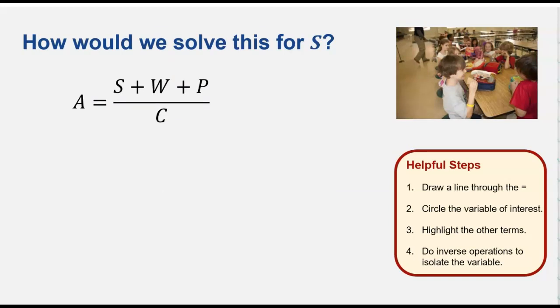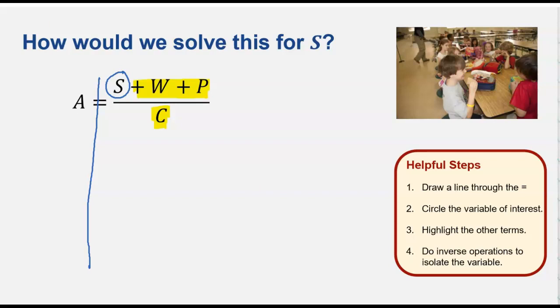So now we want to know, how would we solve this for S? This is a literal equation. It has several variables in it. We can draw our line, circle our variable of interest. We can highlight the other terms on the same side. And now we need to undo those terms. We need to do the inverse operations to get rid of them.